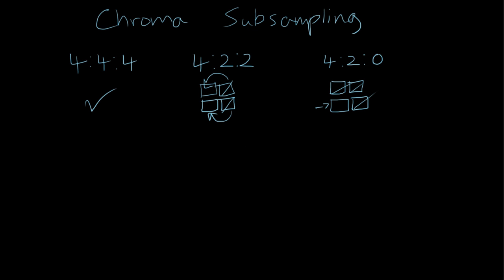So if you're doing heavy effects work, especially if you're doing green screening or blue screening, that kind of thing, it's always better to be further to the left on this spectrum here, doing less or no chroma subsampling.